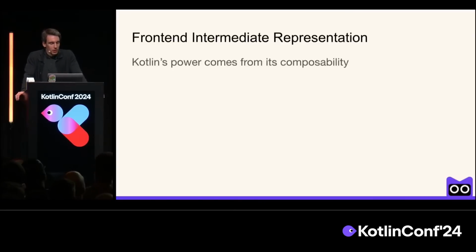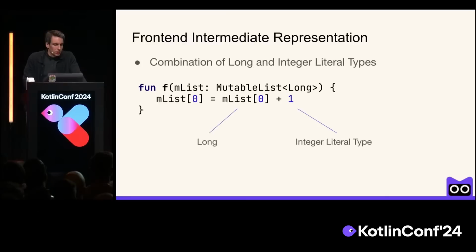Front-end intermediate representation. One of the good things about Kotlin, and indeed any powerful language, is the ability to compose different language constructs. Kotlin, for example, has many operators designed to work together, although the compiler implementation might not always align with your expectations. To give you some intuition, let's start with this code. We have a simple function that increments the first element of a mutable list of longs by adding an integer literal 1. Note that we used a numeric conversion from an integer literal to a long.